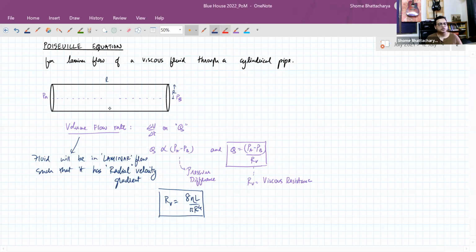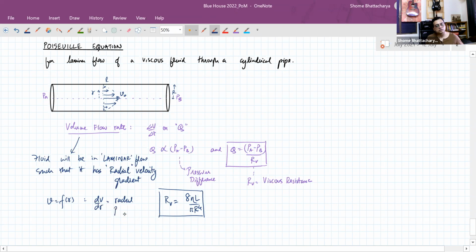It means that the liquid flowing at the axis, think of one line of liquid molecules moving along the axis, is moving at some speed v naught. Then as you go away from the axis, the speed of the liquid molecules decreases. Think of this three-dimensionally. I'm just drawing it in two dimensions, but it varies with the radial distance like this. So v is a function of r, and that dv by dr is your radial velocity gradient.